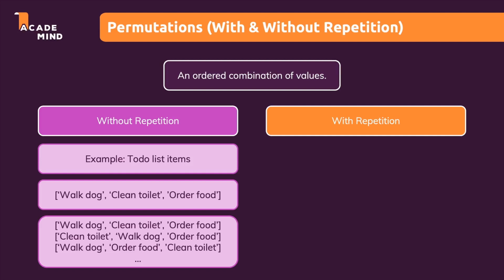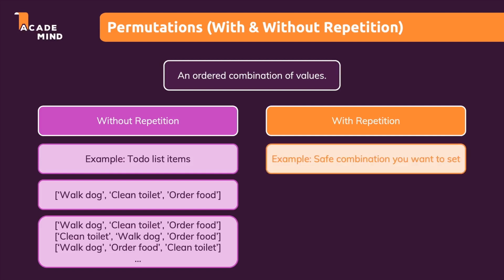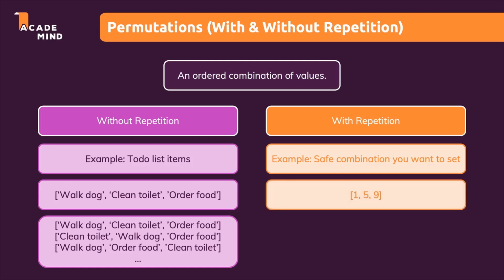Now, an example for a permutation with repetition would be the combination for your safe, which you want to set. So for your safe with all your valuable stuff in there. Now, let's say you have a keypad with only 3 numbers available, because it's a very insecure safe. No matter, I just used 3 numbers to keep this simple. In reality, you would of course have 10 digits available on a keypad. So now you can program a combination.